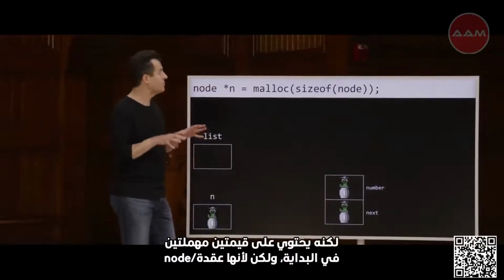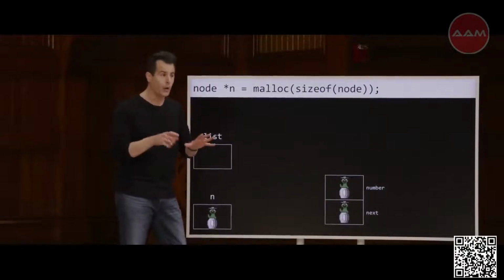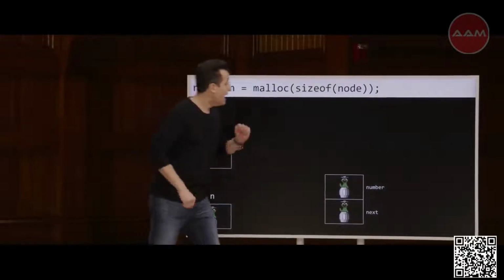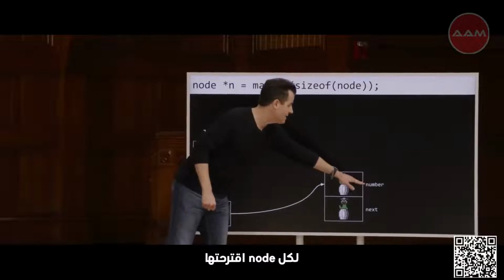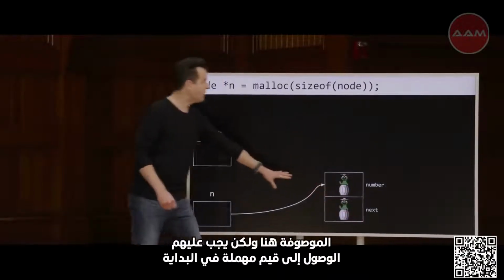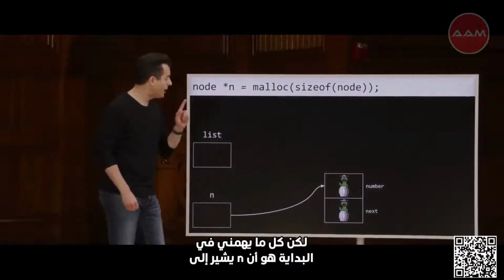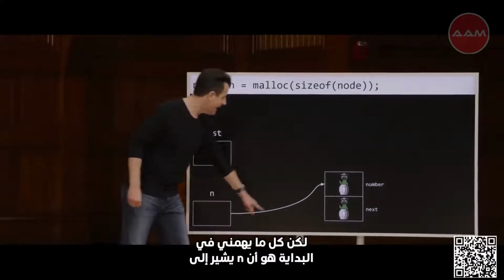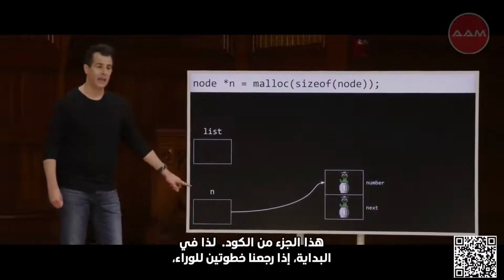But it does have 2 garbage values initially. But because it's a node, per my typedef earlier, every node I proposed is going to have a number and a next pointer. So we can see those labeled here. But they've got 2 garbage values initially. But all I care about initially is that ultimately n is pointing at that chunk of memory.